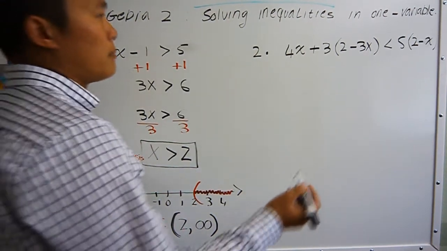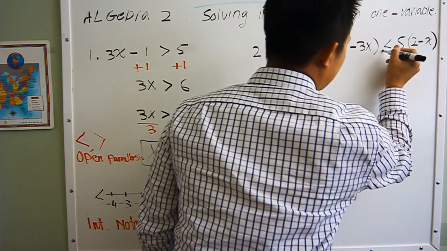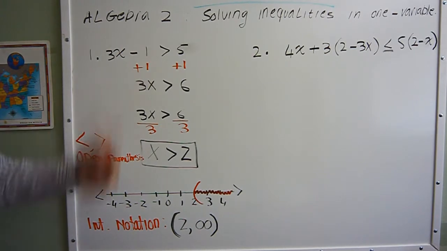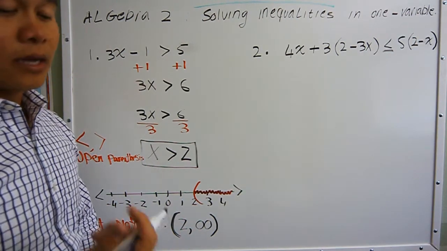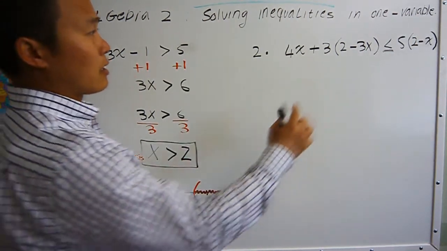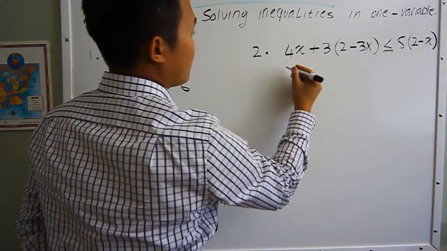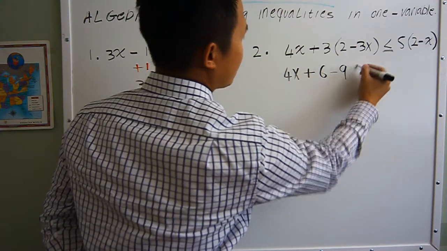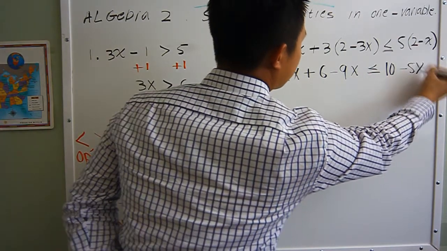To make this problem a bit more interesting, I'm going to add an equal to in this inequality so that we can get a different perspective on how that changes things. Again, we're trying to isolate x. There's a lot of things to do in this problem, so we start out by distributing the 3 and then distributing the 5. So here we go: 4x plus 6 minus 9x less than or equal to 10 minus 5x.